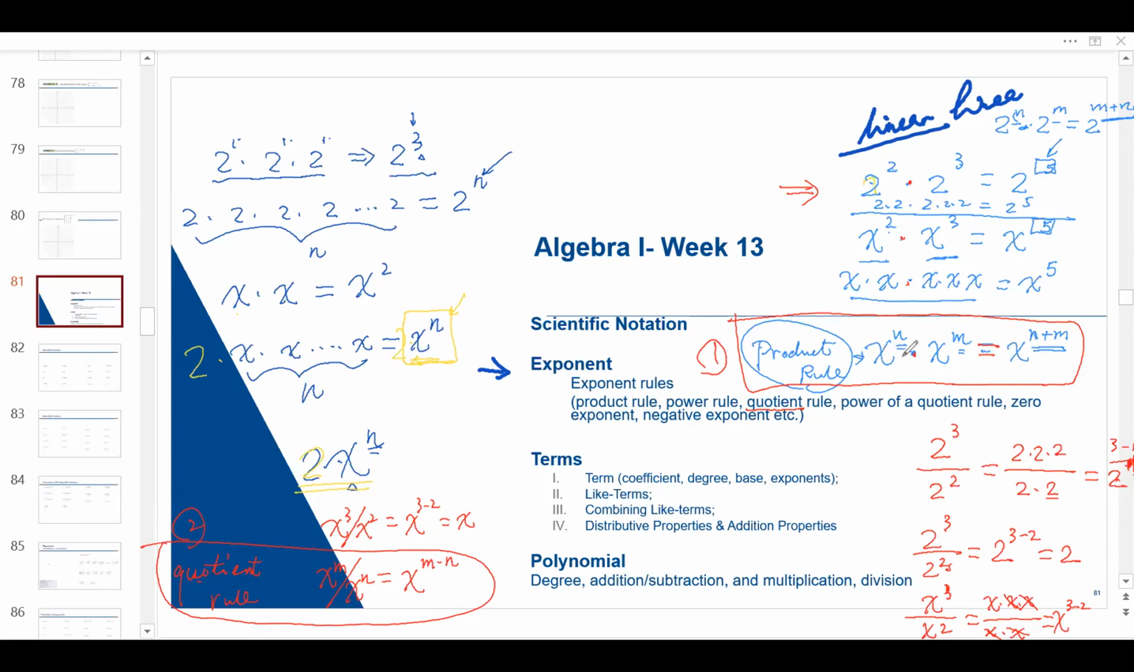For the product rule, when we have x power n times x power m, the product of them, the base doesn't change. The exponent part is the sum of them. When we do the divide, the quotient, when the bases are the same, the exponent part is just minus, right? All right, let's move on a little bit more.